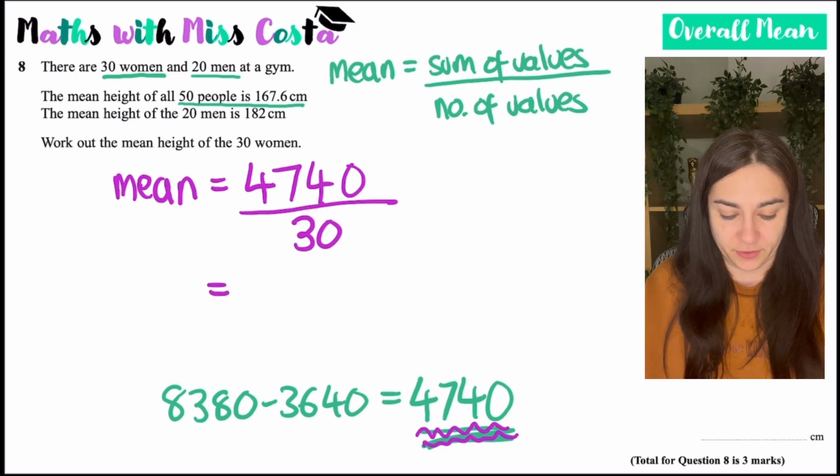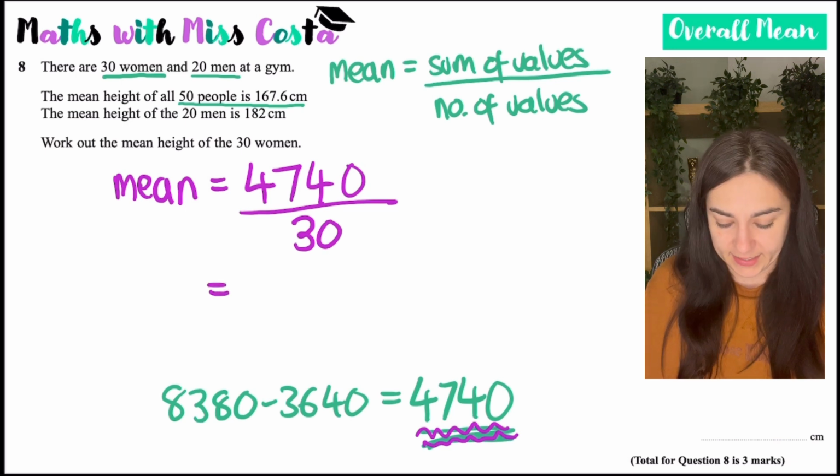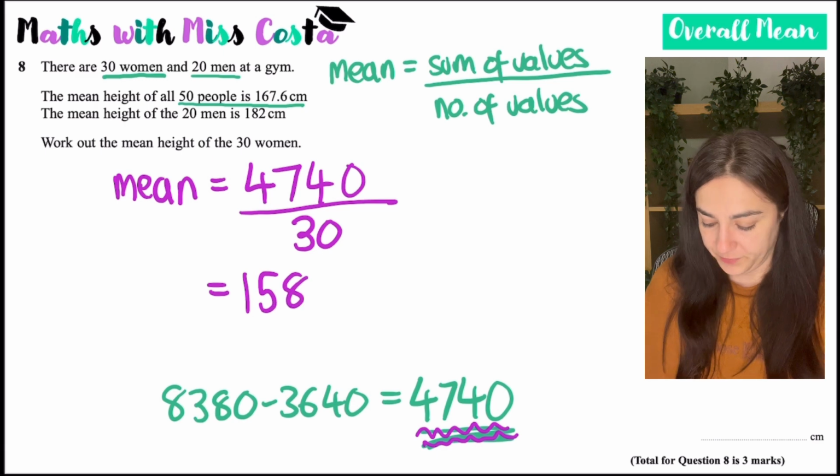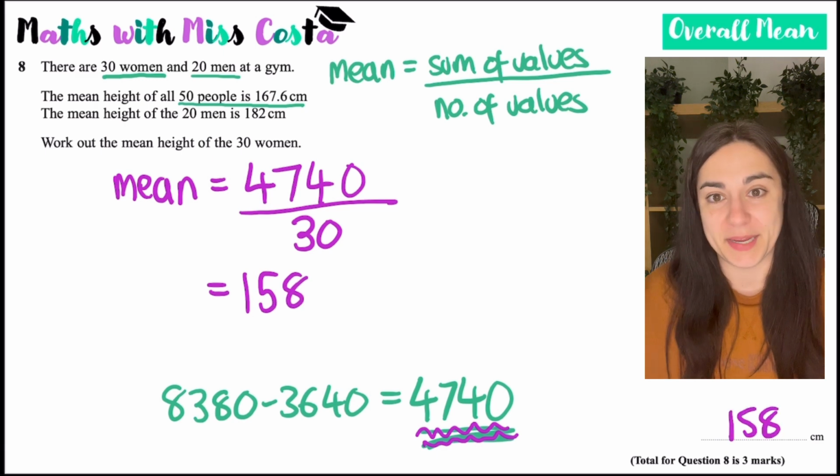So 4,740 divided by 30 gives me 158. So that would be the mean of the women.